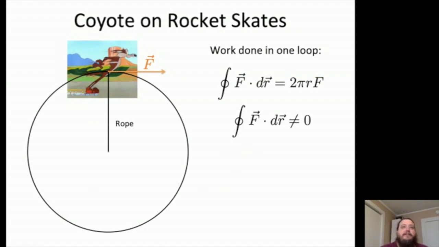So any system where you can arrive back at your starting point and the total work done is zero, that's a conservative force. And any system where you arrive back at your starting point, like the Coyote on his rocket skates, and the amount of work is not zero, then that's a non-conservative force. Things like friction and rockets tend to be non-conservative forces. Things like gravity and springs tend to be purely conservative forces.